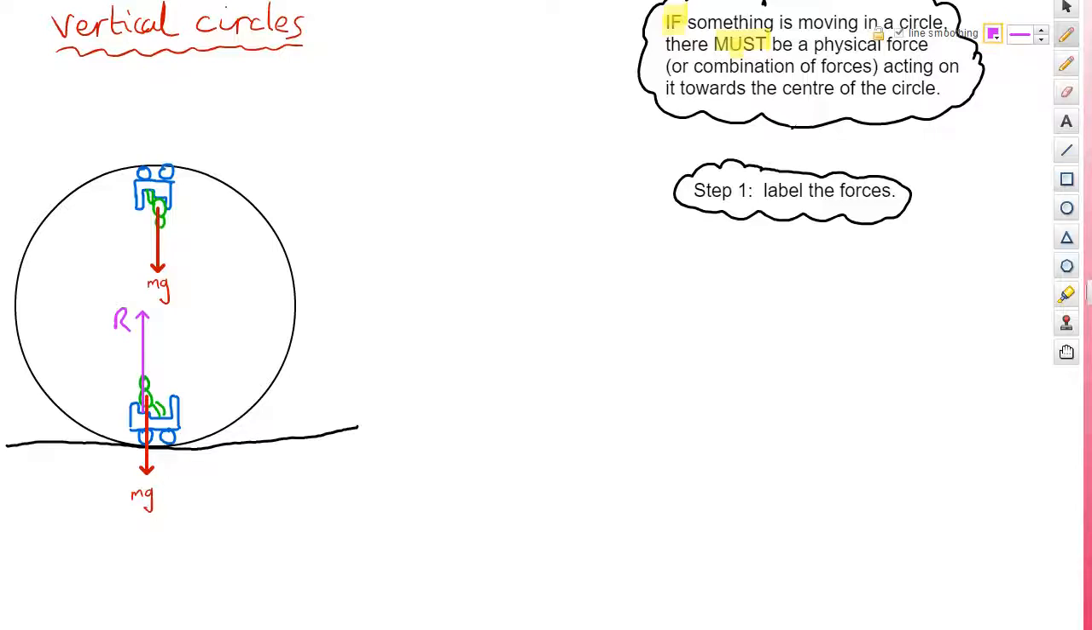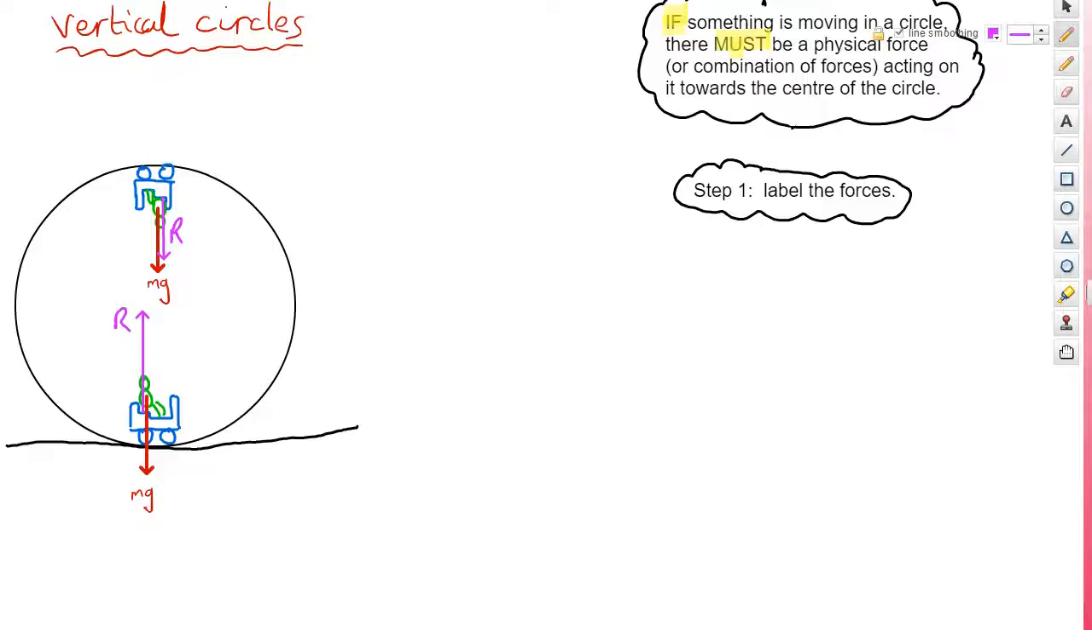At the top of the loop, the situation is somewhat different because my weight's putting me down, but my seat is also pushing me downwards. So I really need to label the reaction force from my seat, which is also going to be in the same direction as my weight this time, and I'm going to label it R.